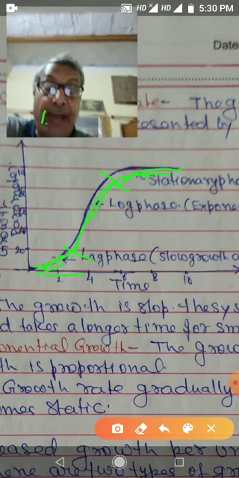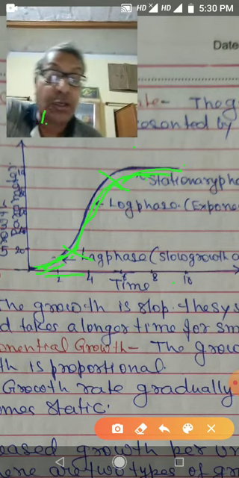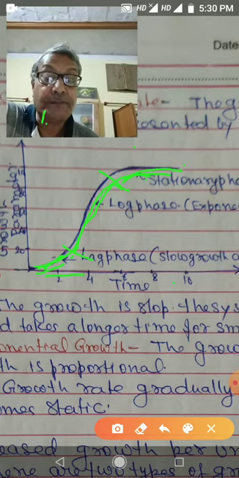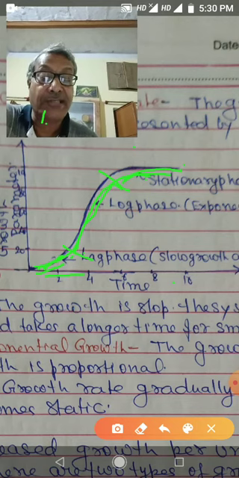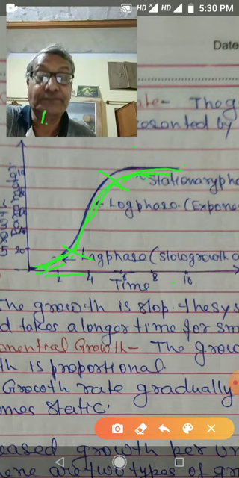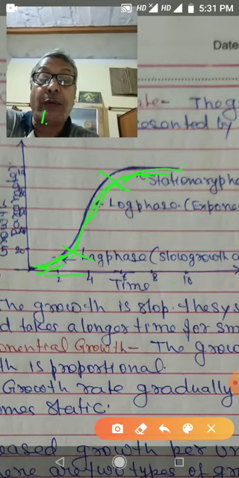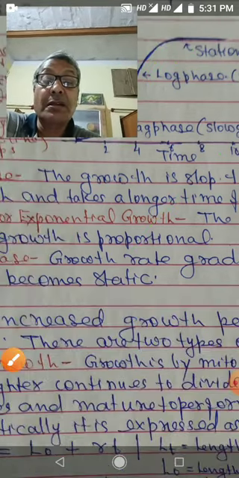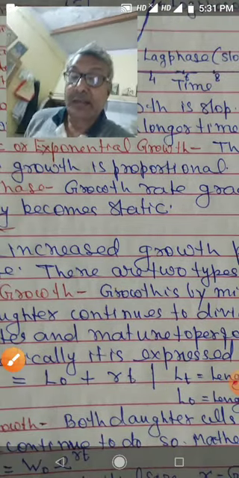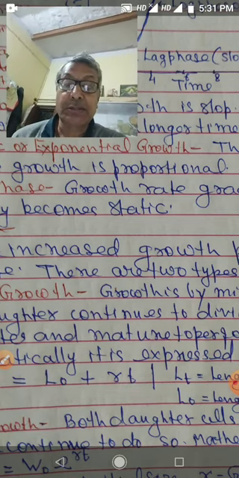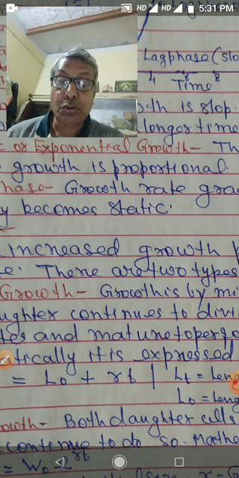So children, you have to learn: in the initial phase, the growth is slow. In the logarithmic phase, growth rate is high, and in the stationary phase, growth declines and finally becomes static. Children, you should know what is the growth rate. So growth rate is the increased growth per unit time. The increased growth per unit time is called growth rate.